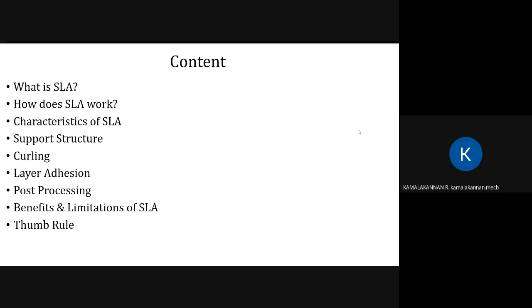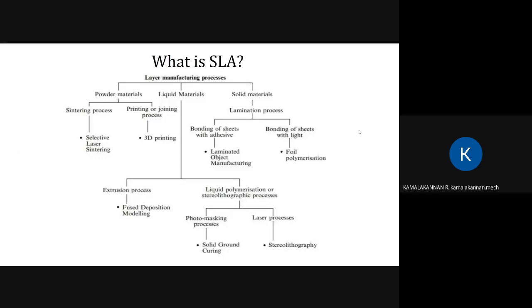You might be excited to learn. I think so, boys. First one, what is SLA? Maybe you have seen this slide earlier in unit number one. While studying the classification of additive manufacturing, we studied three types of classification: one is solid, the second is liquid, and the third is powder based. At that time itself, I told you to just go through the slide, and while studying the second unit you will understand how it has been completely classified. So this is the time you are going to learn about this complete slide.